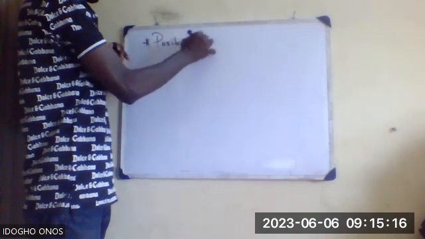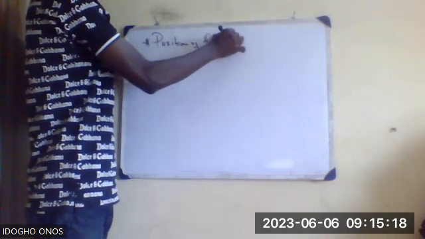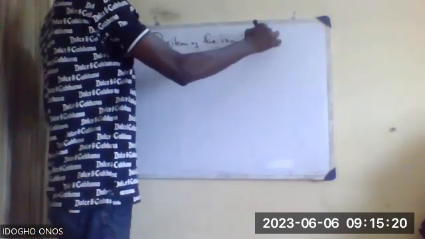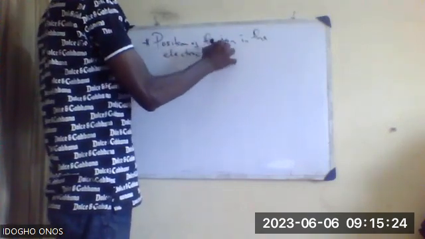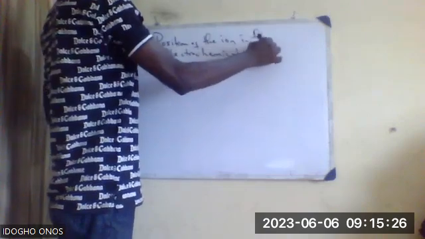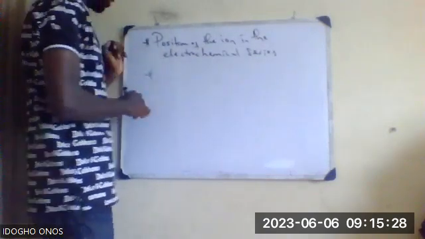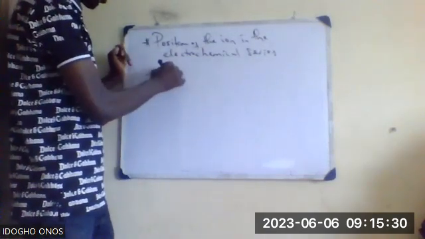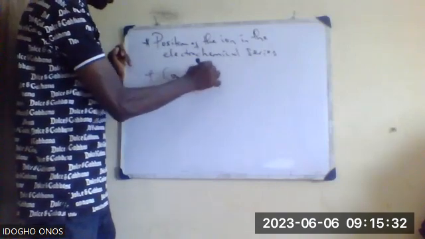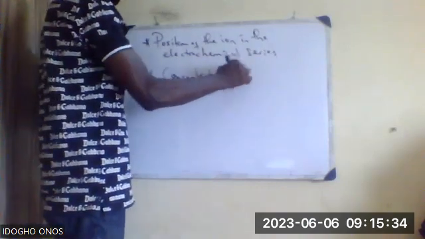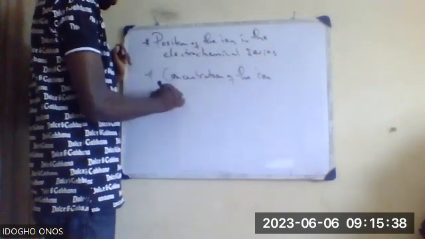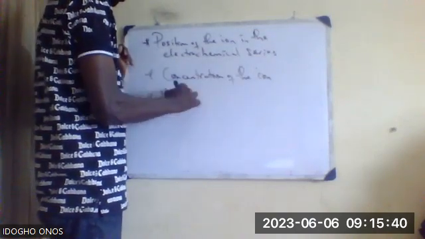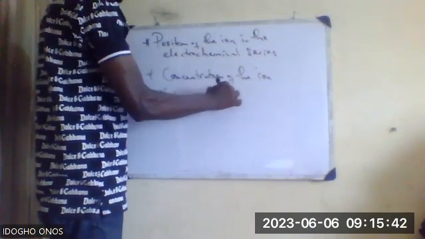position of the ion in the electrochemical series. Another we explained yesterday was concentration of the ion. And lastly, nature of the electrode.